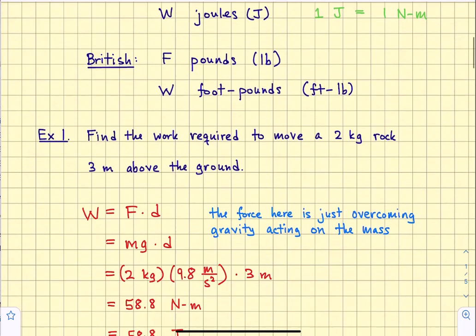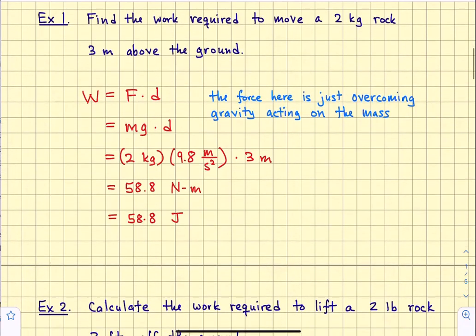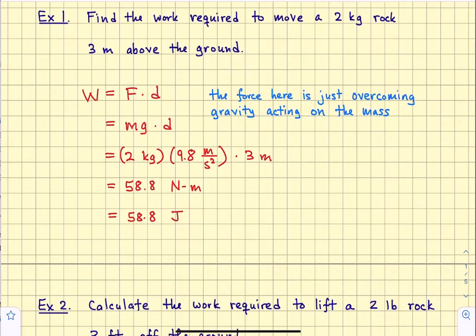So example 1, find the work required to move a 2 kilogram rock 3 meters above the ground. This doesn't require any calculus because the force here is constant. Work is force times distance, and the force is just the force required to overcome gravity acting on the mass. Force is mass times acceleration. Our mass was 2 kilograms, the gravitational constant is 9.8 meters per second squared, and the distance is 3 meters. When we multiply this out, we get 58.8, and the units coincide with newton meters, or 58.8 joules.